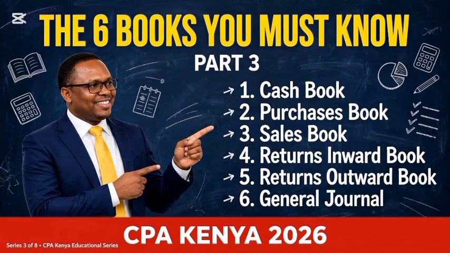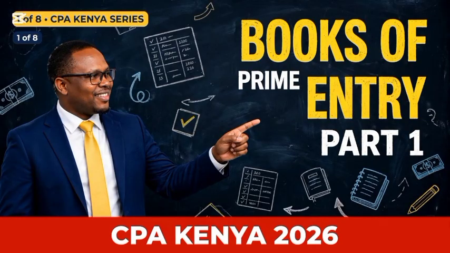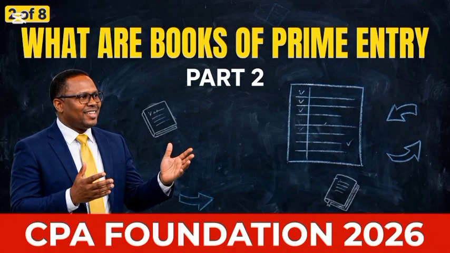Mistake number 5, leaving the journal for last. The journal carries marks: opening entries, closing entries, goods taken by owner, errors. Don't ignore it because it's small.